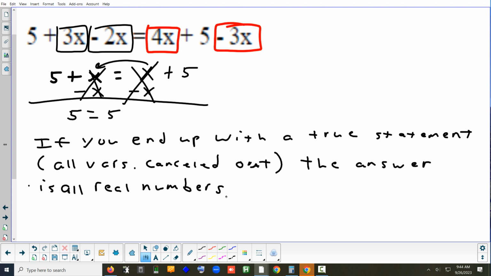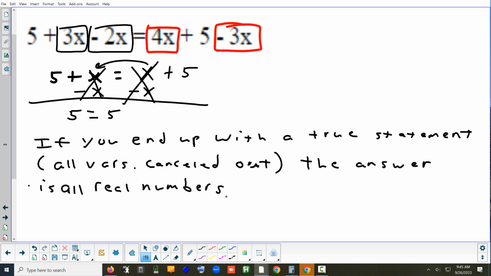Mr. Hager, if they're doing homework and they come across one that says 5 equals 5 or 10 equals 10, then should they write also all real numbers? What's the answer you want to see? All real numbers. Okay. Yeah. All real numbers or any number is a solution.